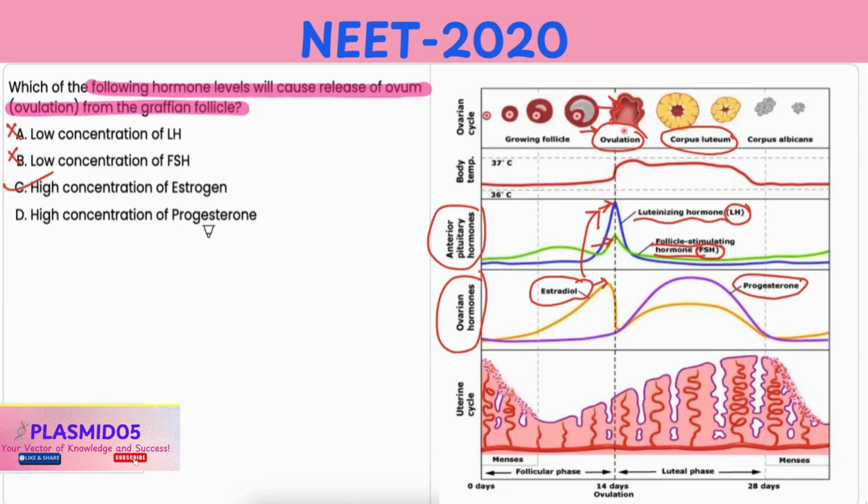Option D, high concentration of progesterone. This is also incorrect. Progesterone level rises after ovulation during the luteal phase, and it is not responsible for the triggering or the release of the ovum.